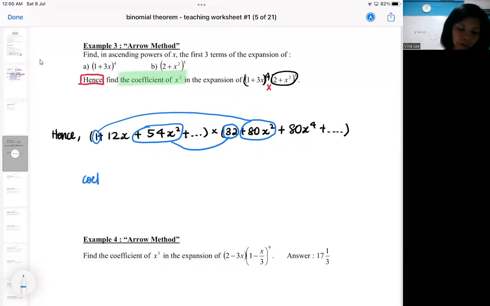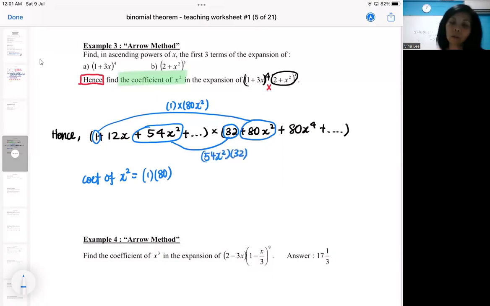So for the coefficient of x squared, the first arrow will be 1 times 80x squared, so it will be 1 times 80, just the coefficient. The second arrow will be 54x squared times 32. I only want the coefficient, so it will be 54 times 32.